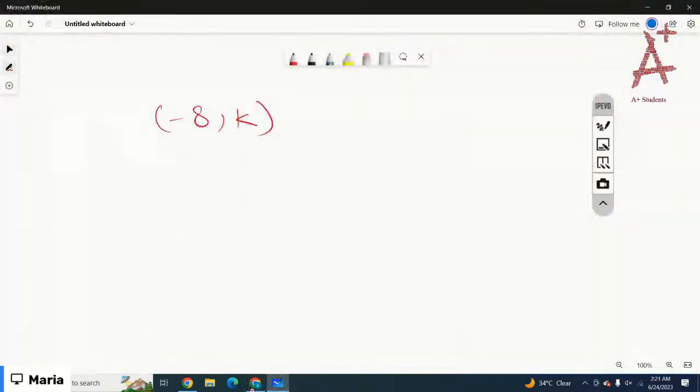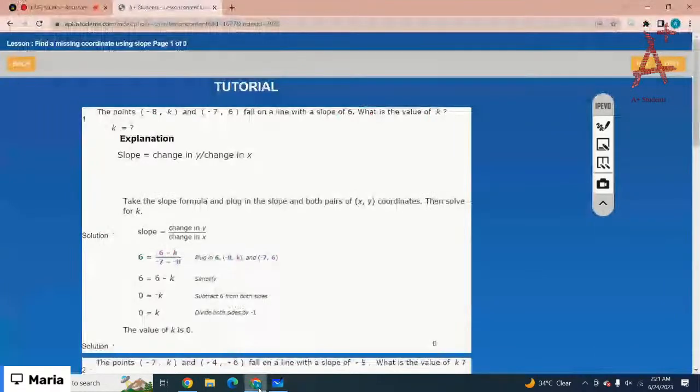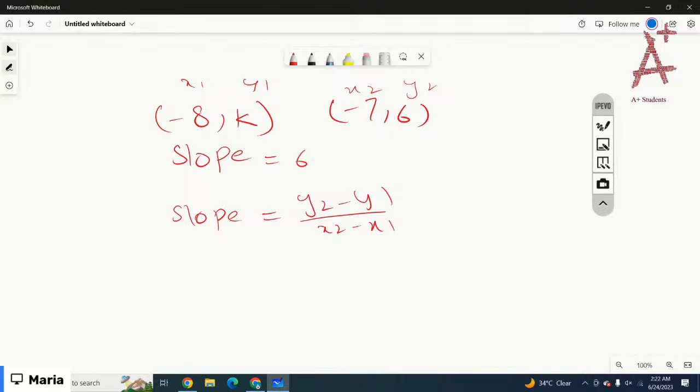The other one is negative 7 and 6. Also, you are given the slope, that is, a line with a slope of 6. So basically, you have to use the same formula you are using for the slope. Got it? This is x1, y1. But here you have the value of the slope. That is, slope equals y2 minus y1 divided by x2 minus x1. Slope is 6. Just replace all the values.